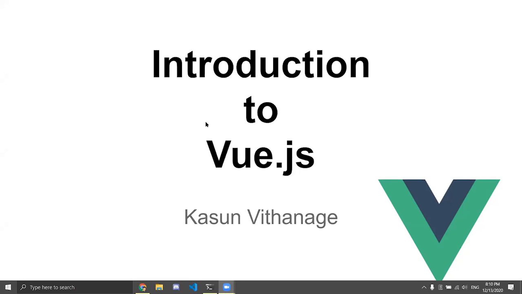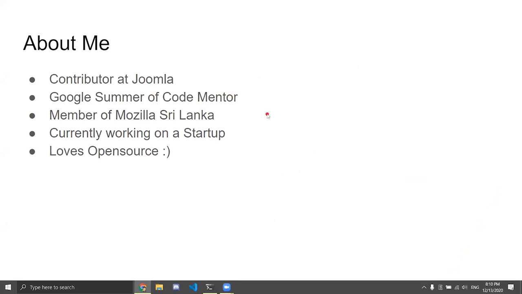So I'm Kasun Vithanage. A bit about me: I was a contributor at Joomla, and I was also a Google Summer of Code mentor. I am also a member of Mozilla Sri Lanka, and currently I'm working on a startup. In that we actually use Vue.js, and I love open source development. If you see my GitHub profile, you'll know what I mean.